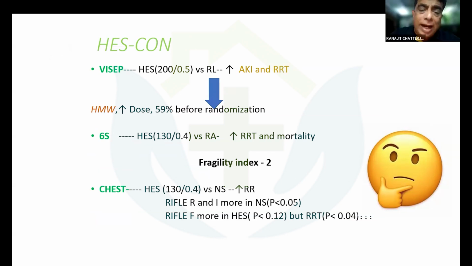Similarly, the 6S trial was there, the Scandinavian trial. They may ask you about this trial in EDIC part 1. In the 6S trial, they found that the fragility index of the trial was 2. That means if you shift 2 patients from one group to the other, the whole trial would have changed. In this trial, they found there is not only an increase in renal replacement therapy, but also mortality. But the CHEST trial, which came from Australia, found that there is no increase in mortality, but only an increase in renal replacement therapy.